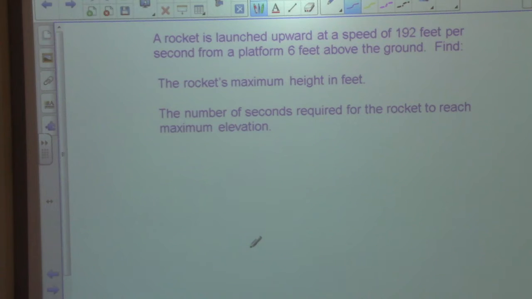Next, we have a rocket that is launched upward at a speed of 192 feet per second from a platform 6 feet above ground. Find one, the rocket's maximum height in feet, and two, the number of seconds required for the rocket to reach that maximum height or elevation. How would you do this problem?